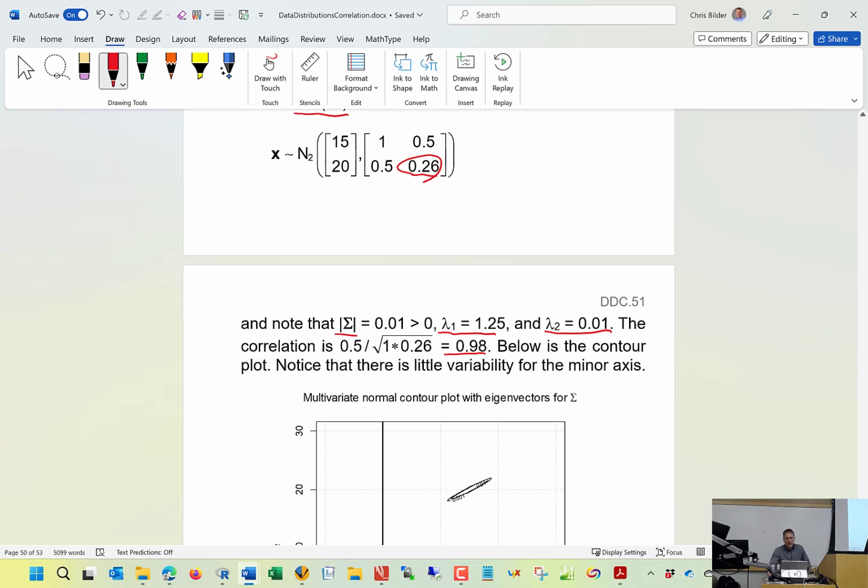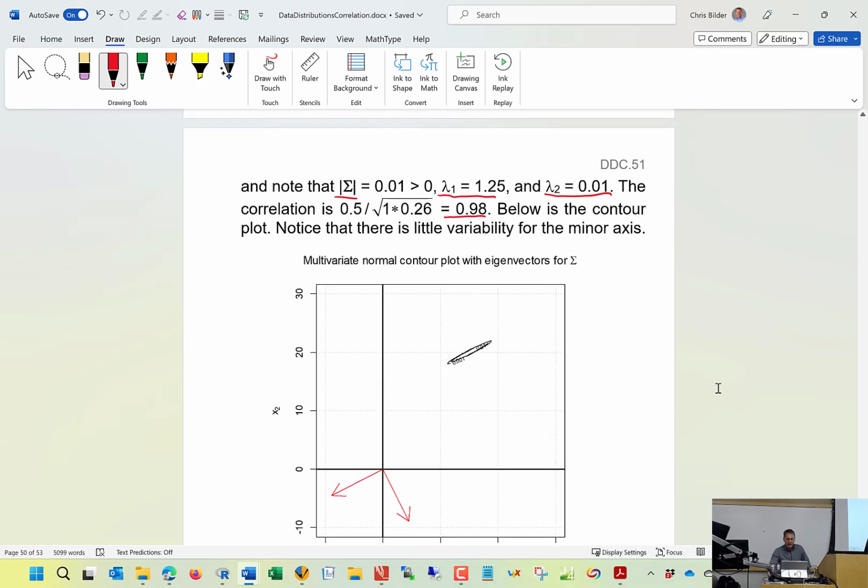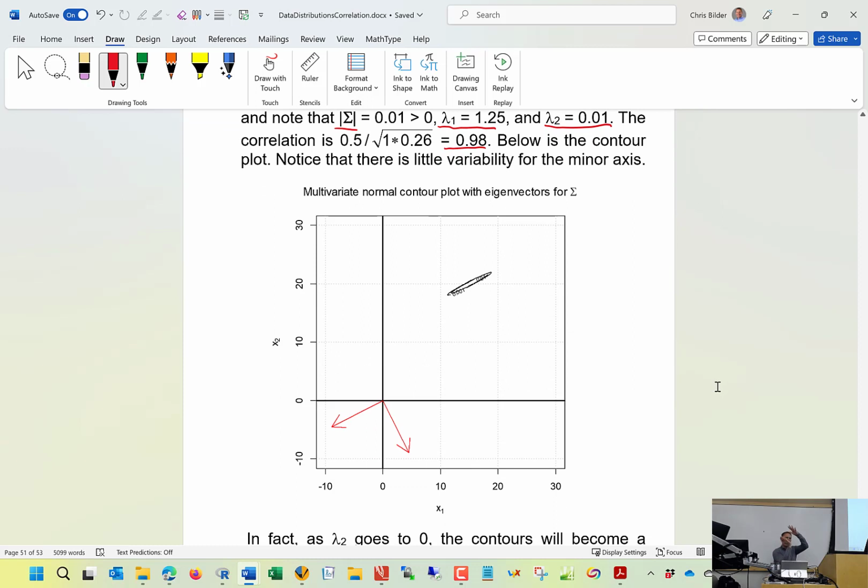Here's what the contour plot now looks like. Notice how everything's been compressed in the minor axis direction. We have these narrow bands for the ellipses, for that contour. And so, if I were to take a sample, as we've seen before, I would expect my sample values to fall right around there only.